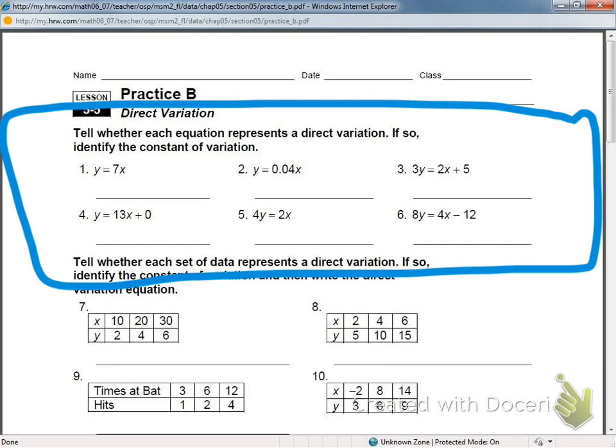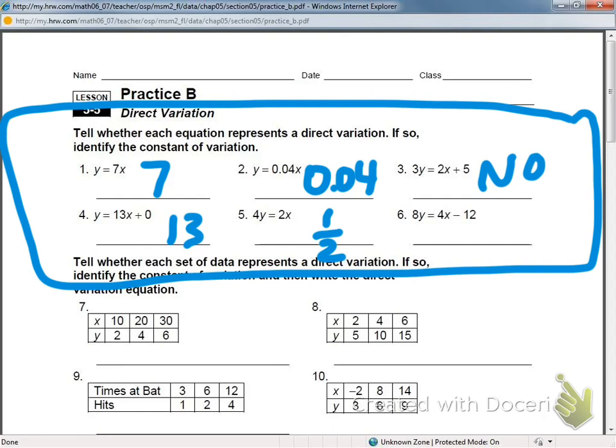Okay, time is up. So now we're going to go over the answers. The first one is 7. Second one is 0.04. The third one is no. Fourth one is 13. Fifth one is 1/2. And the last one is no.